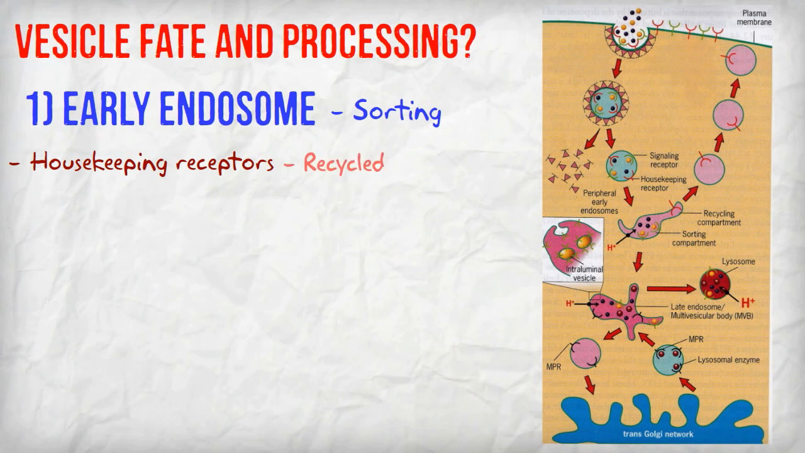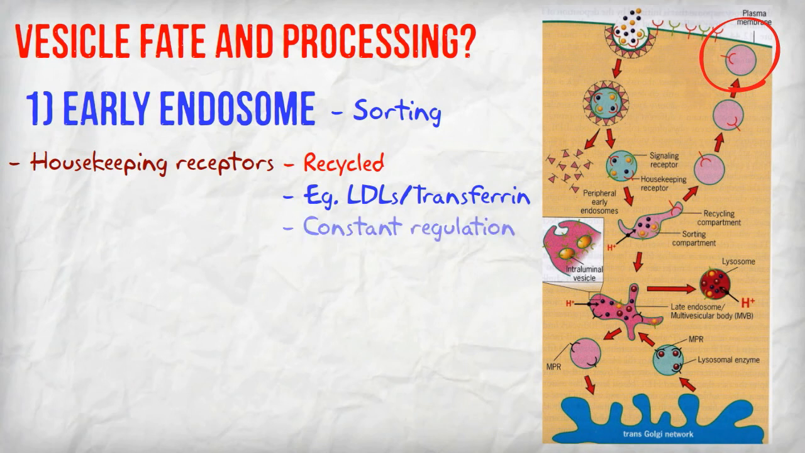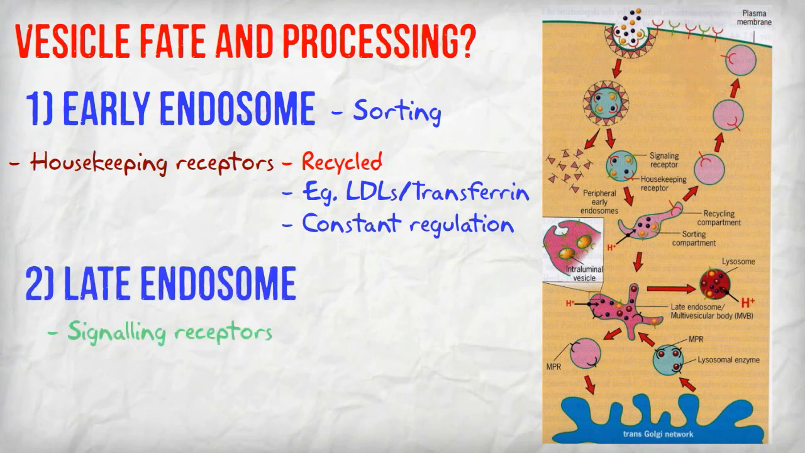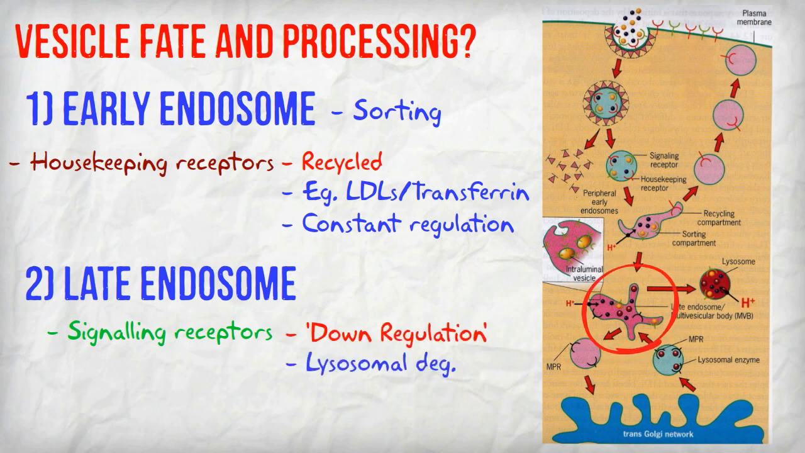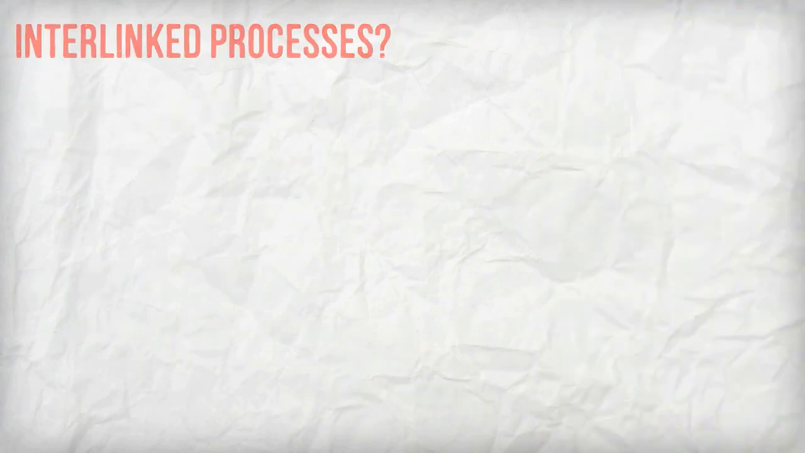Receptors involved in housekeeping roles, such as LDLs or transferrin, that have been internalised are recycled back to the plasma membrane via specialised tubular recycling compartments in early endosomes for continual housekeeping regulation. Receptors involved in signalling that require downregulation will be transported to the late endosomes and lysosomes for degradation. This process is often mediated by tagging receptor tails enzymatically with ubiquitin.